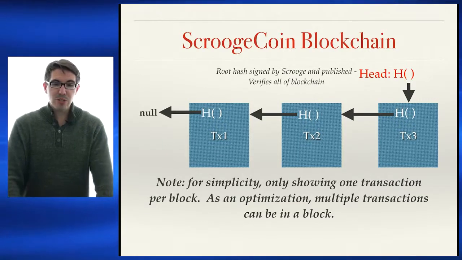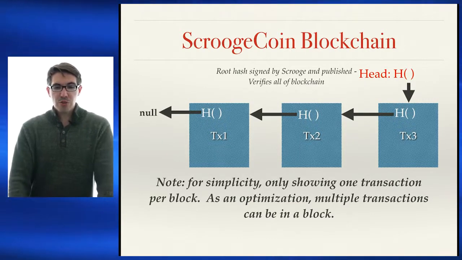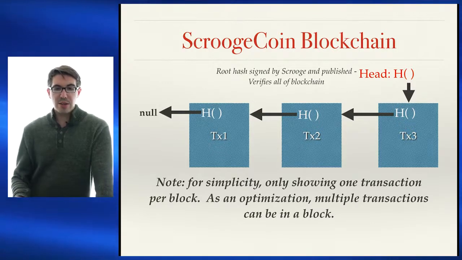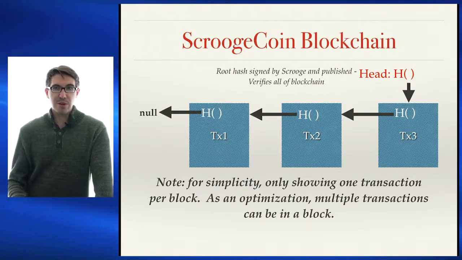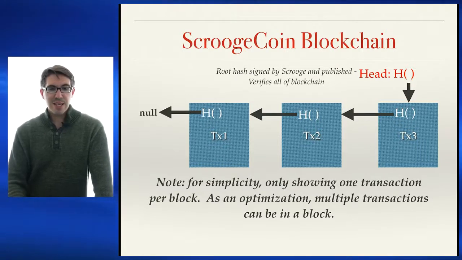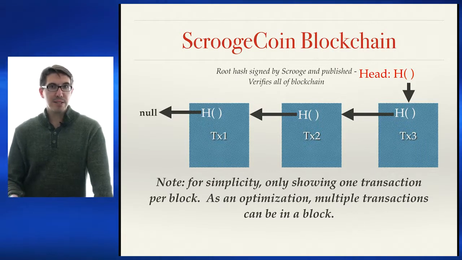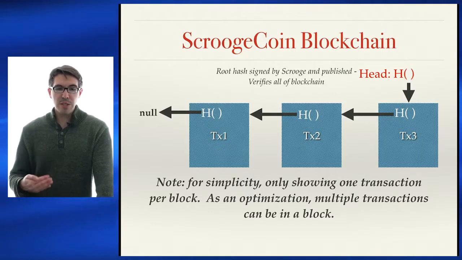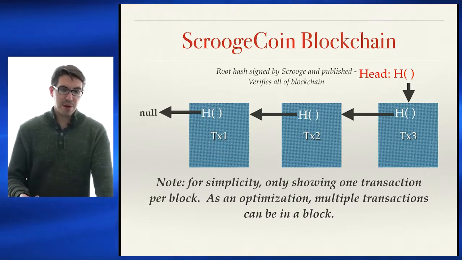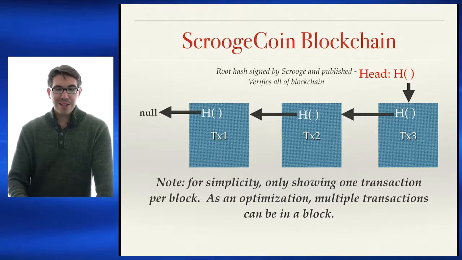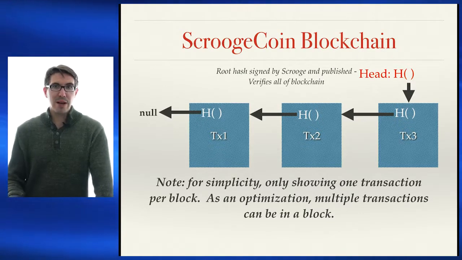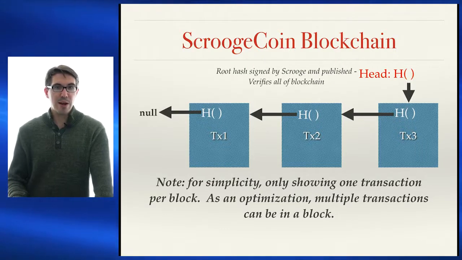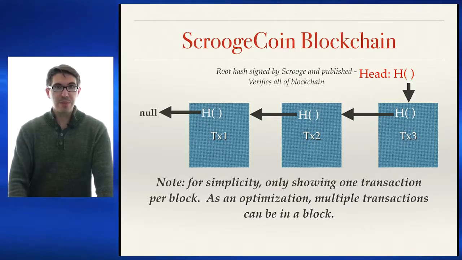So here we've got our nice Scrooge coin blockchain. Scrooge is going to sign the root hash. He's going to sign every block as one comes on. In this case, just for simplicity, I'm only showing one transaction per block, but you can imagine multiple transactions in a block. Since we get all of the assurances that we normally do with the blockchain, that there hasn't been any tampering, and we have one centralized place where the transactions are stored, we don't have to worry about double spending or people modifying the ledger under our noses.